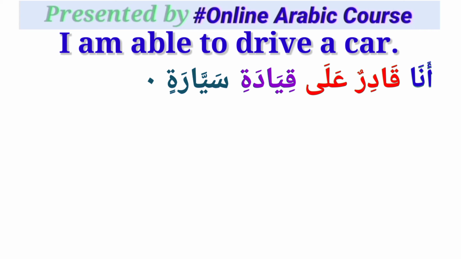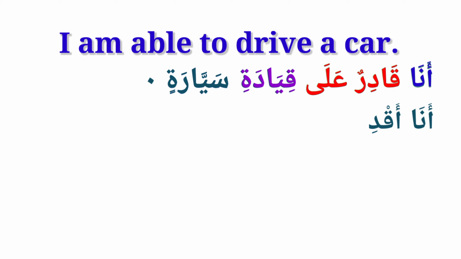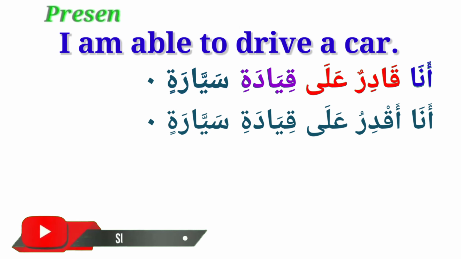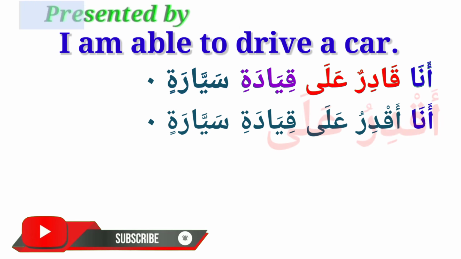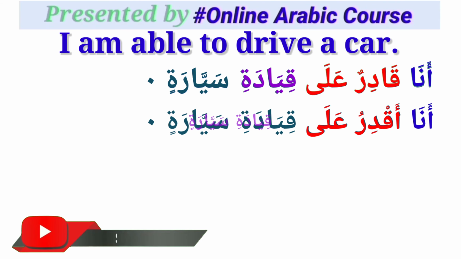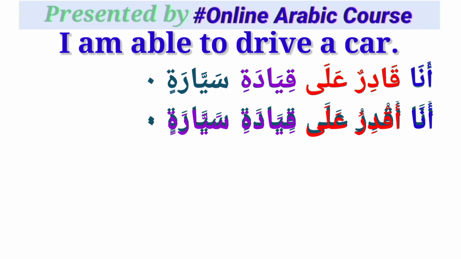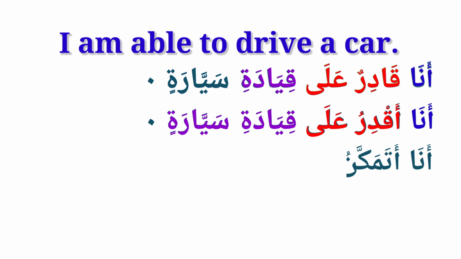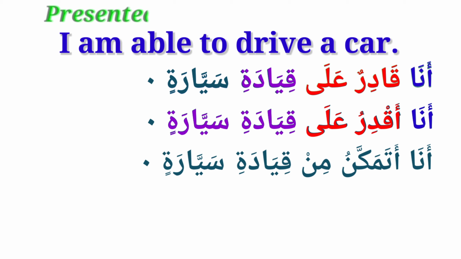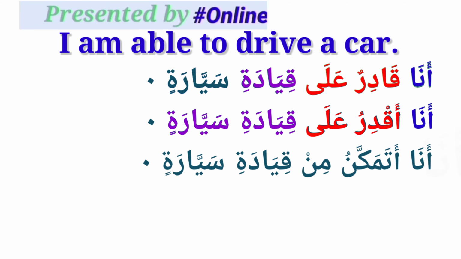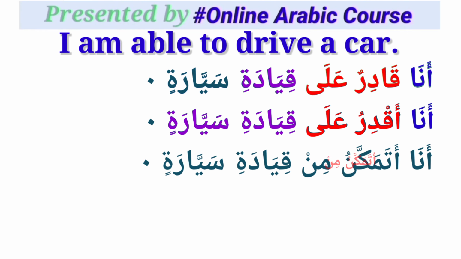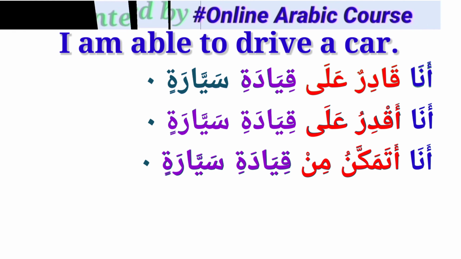Now we'll translate this sentence in other ways also. The second way is أنا أقدر على قيادة السيارة. I am able to أقدر على, to drive a car قيادة السيارة. أنا أقدر على قيادة السيارة. And the third one is أنا أتمكن من قيادة السيارة. أنا أتمكن من, I am able to. أتمكن من, to drive a car قيادة السيارة. أنا أتمكن من قيادة السيارة.